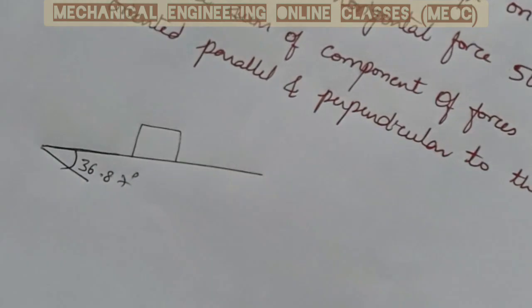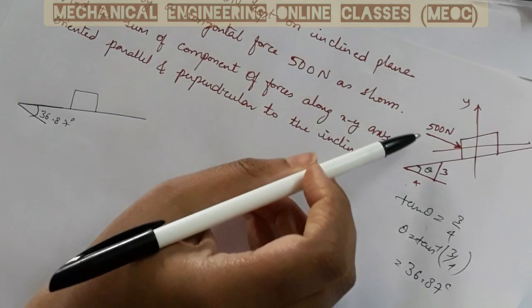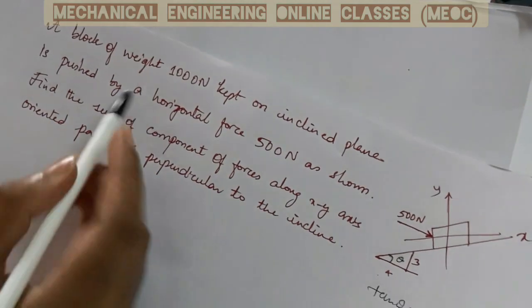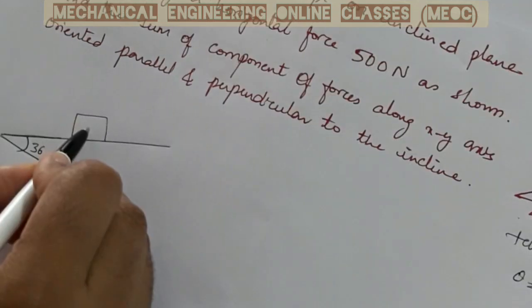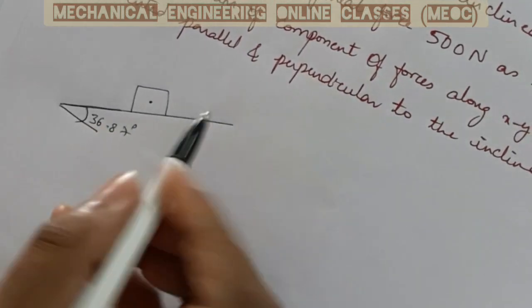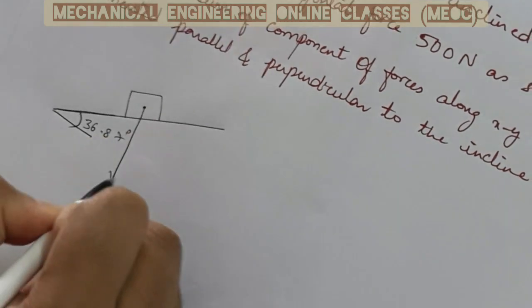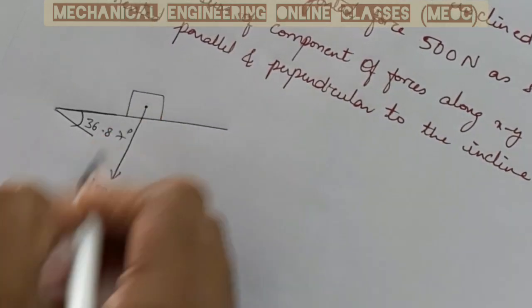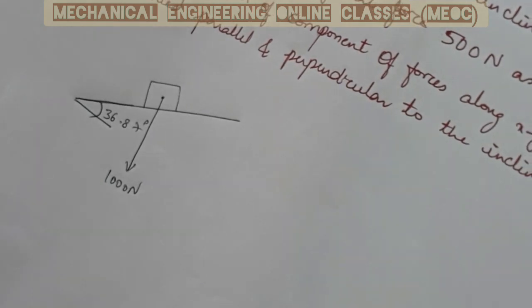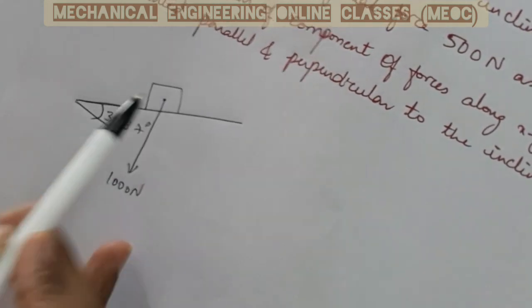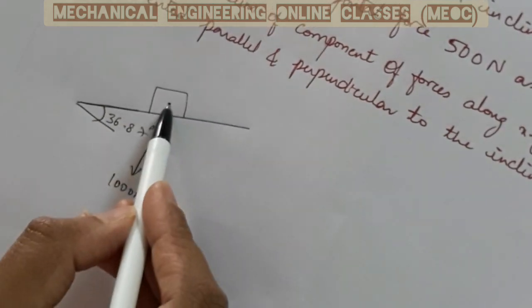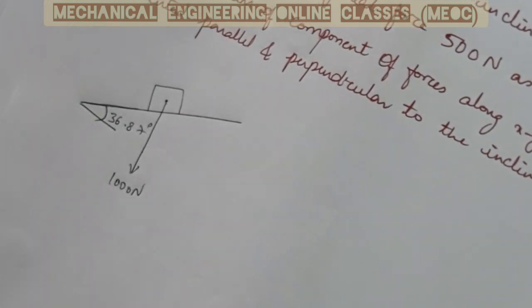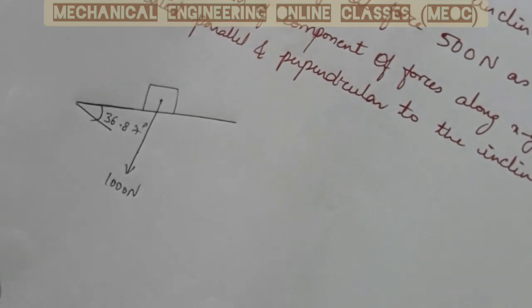How many forces are acting on the block? One is the 500 Newton force, but there is another force, that is the weight of the object, which is 1000 Newton. If this is the centroid, this is the 1000 Newton force that is acting vertically downward. Weight always acts vertically downward, towards the center of earth. Compared to the height of the object above the earth, the radius of earth is almost infinite. That's the reason we draw all the weight forces as vertically downward.